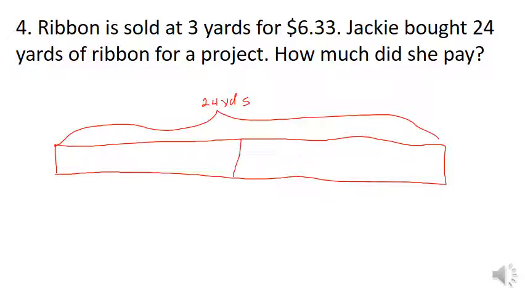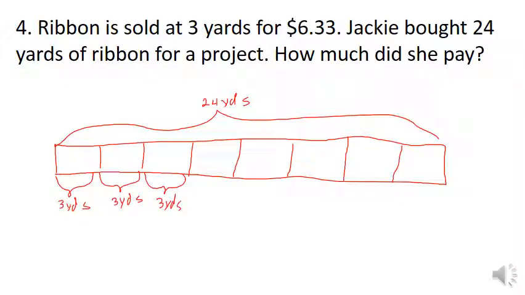Now I know 3 times 8 equals 24. So I know I would have to break this ribbon up into 8 pieces. And each one of these pieces would be 3 yards. And I could keep on doing it, because we know 3 times 8 equals 24. Now the reason I'm doing that is because I know for every 3 yards, it's $6.33.